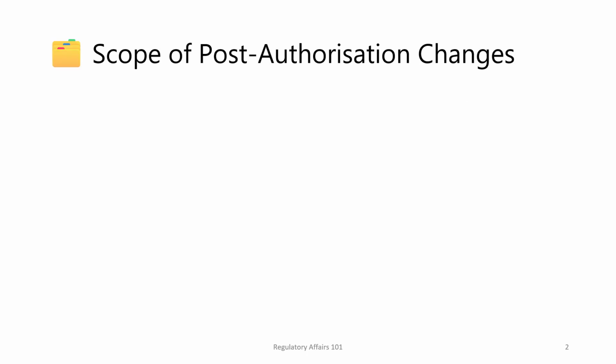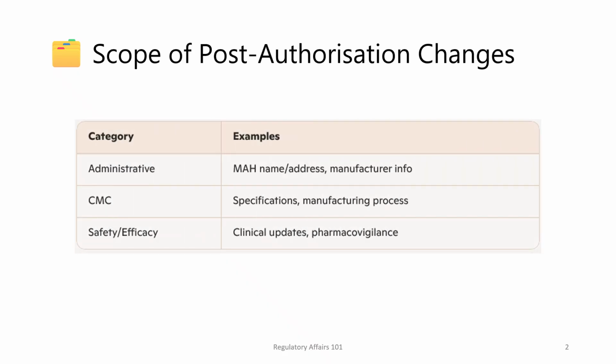Once a medicine is authorized, the journey does not end. Changes, whether administrative, manufacturing, or clinical, are part of its life cycle. The EMA's variation framework ensures these updates are managed consistently, protecting product quality, patient safety, and regulatory compliance. Let's look at how these changes are grouped.